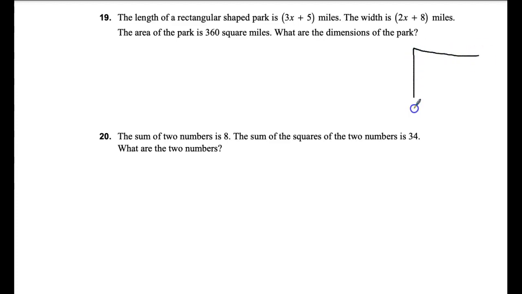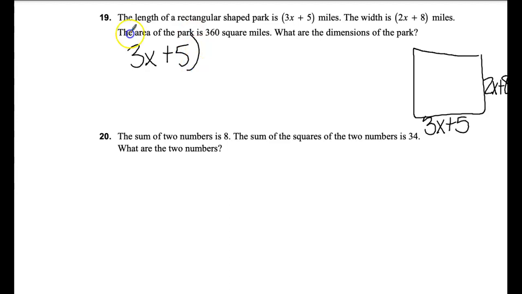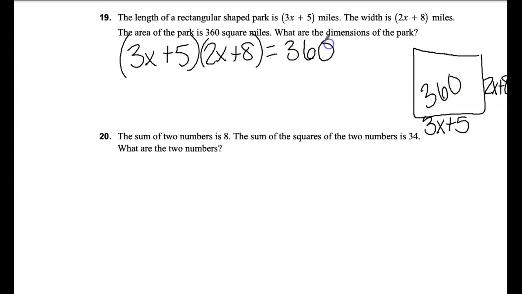So in other words, if I have a park, this is 3x plus 5, and this is 2x plus 8. If it's a rectangular park, how do you find the area? Length times width, okay? So if I take 3x plus 5 times 2x plus 8, that would give me the area. Am I given the area? Yeah. 360. So that equals 360.